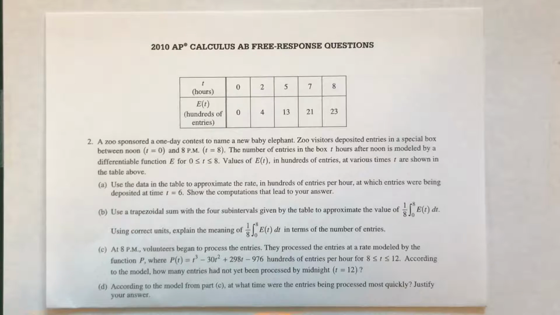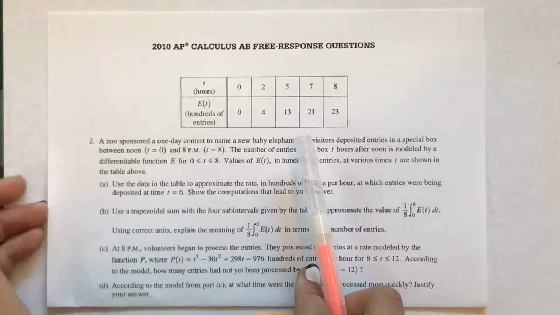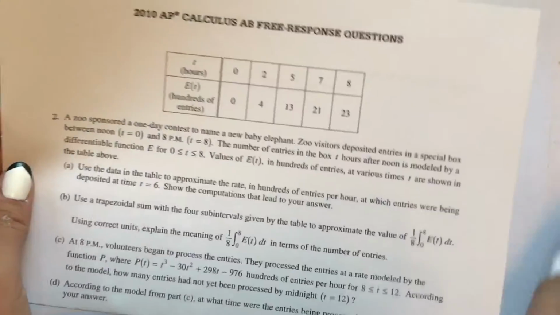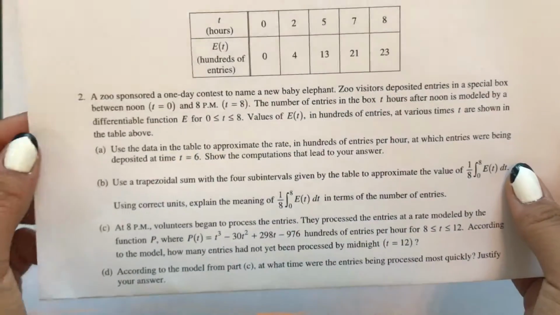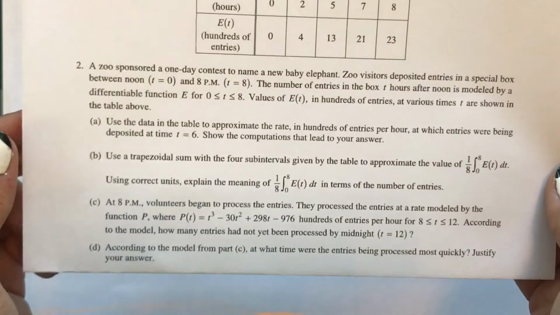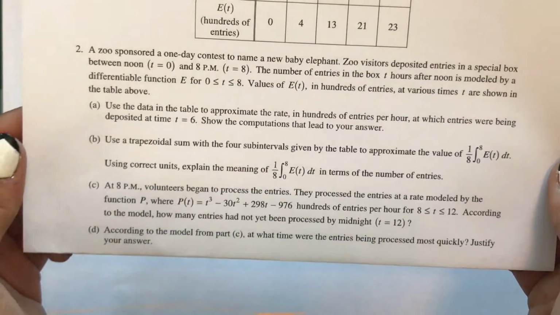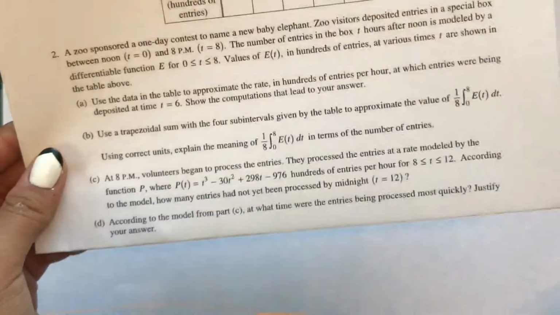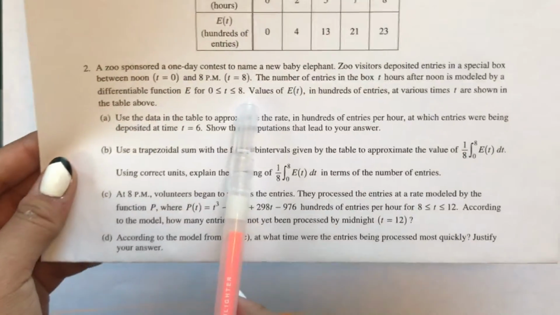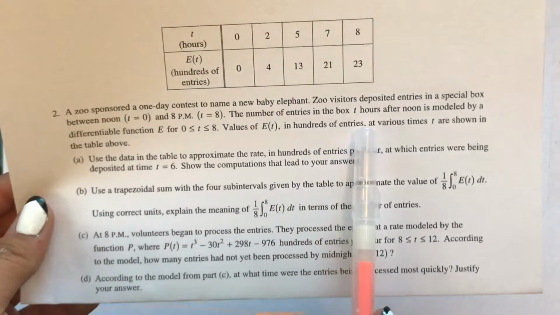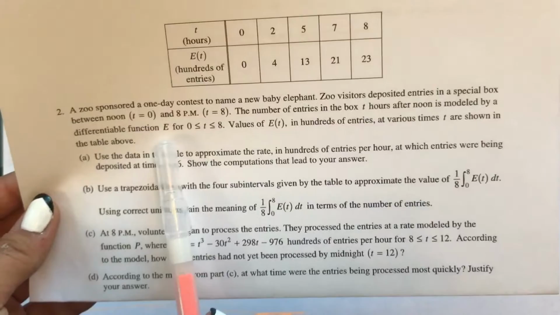Hi everyone, so today I will be showing you guys how to do this FRQ from the 2010 AP Calculus AB test, and this is number 2. Let's start by reading the question. It says, a zoo sponsored a one-day contest to name a new baby elephant. Zoo visitors deposited entries in a special box between noon (t=0) and 8 p.m. (t=8). The number of entries in the box t hours after noon is modeled by a differential equation.